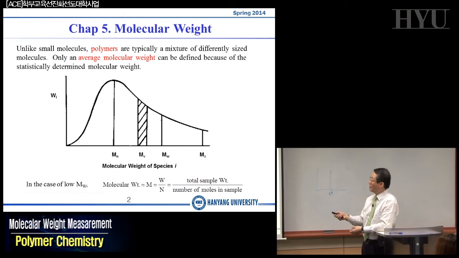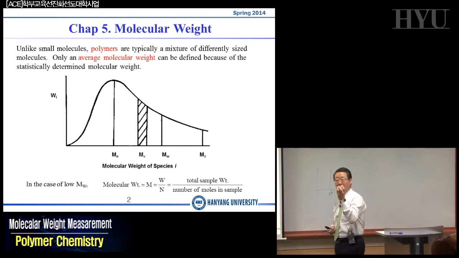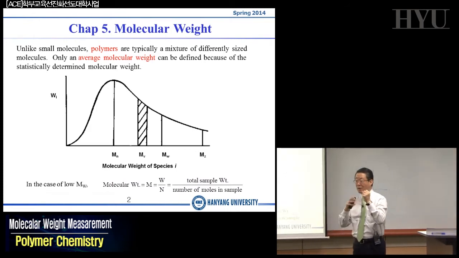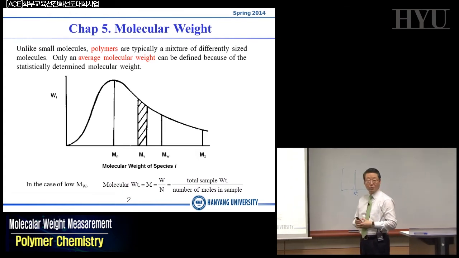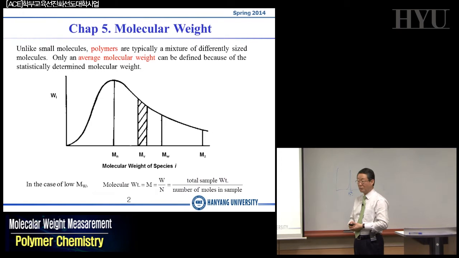Anyway, I think we are talking about the average molecular weight. Okay, average molecular weight. In the case of small molecules, low molecular weight components, we define the molecular weight M as equal to the weight of the sample divided by the moles of the sample. Okay, if you measure the weight of your molecules and divide by the number of moles, then that's the molecular weight of the smaller molecule. So M is equal to W divided by N.